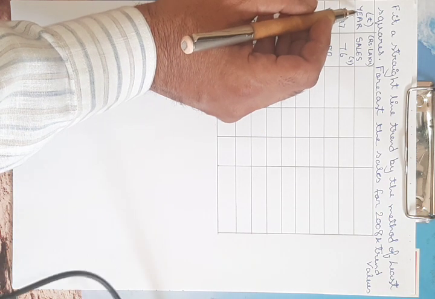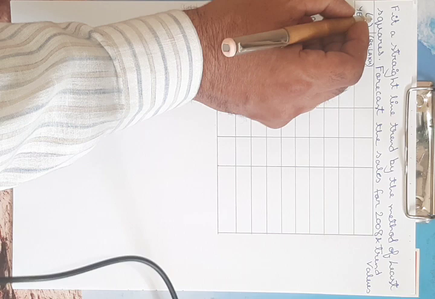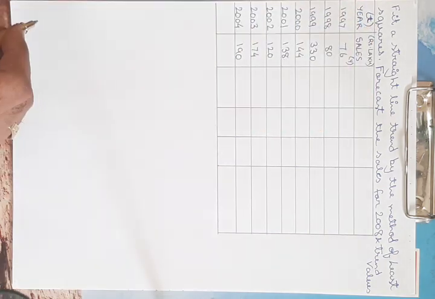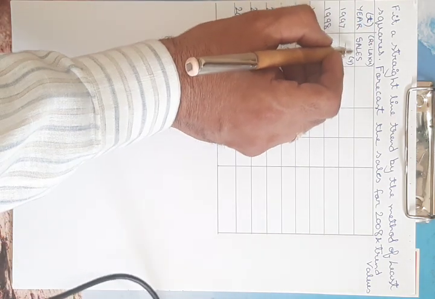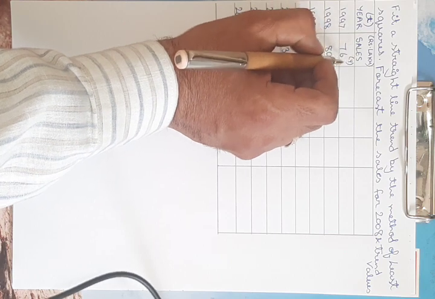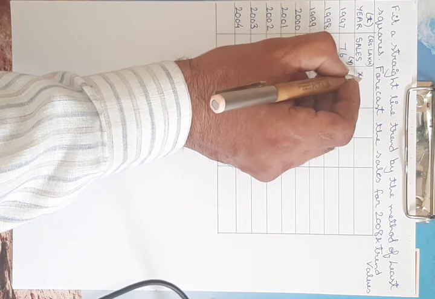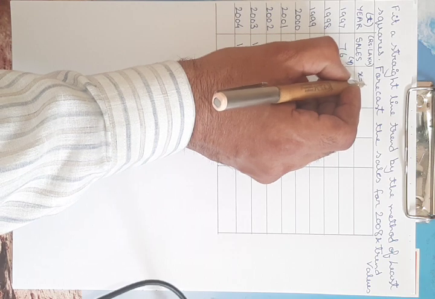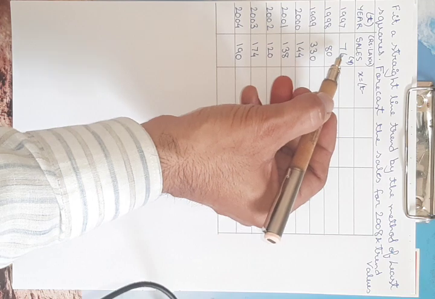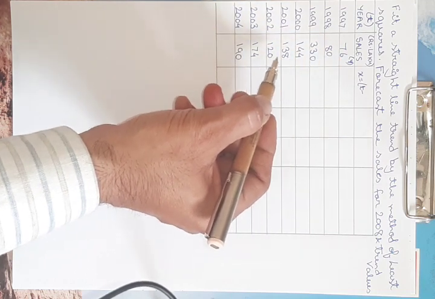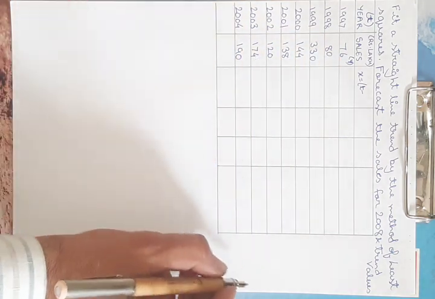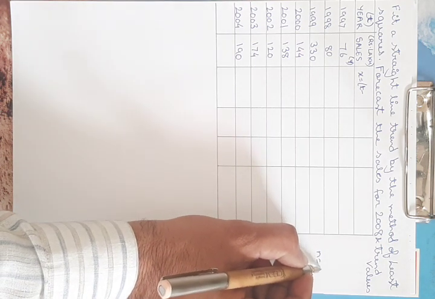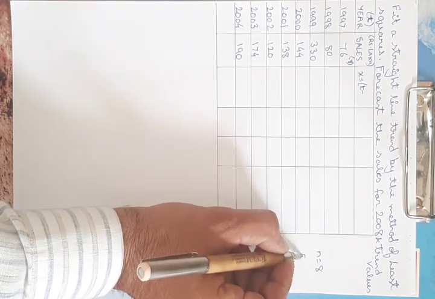The year we are going to denote by small t, and the sales figures we are going to denote by small y. Now here, friends, we need to calculate the value of x. X is nothing but the origin shift, that means t minus something. Here the total number of observations is 8, which is an even number.